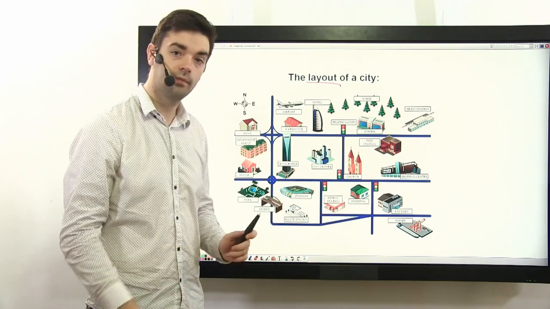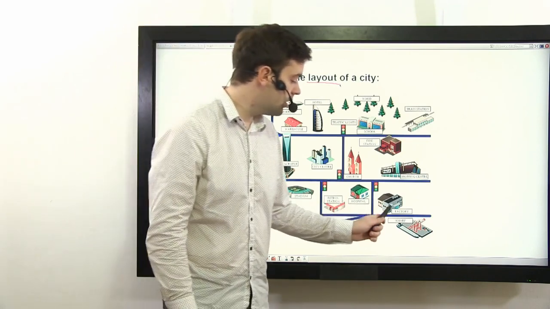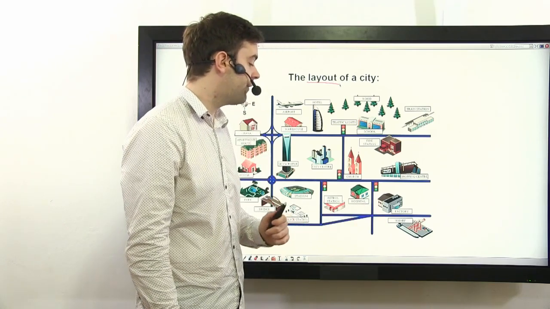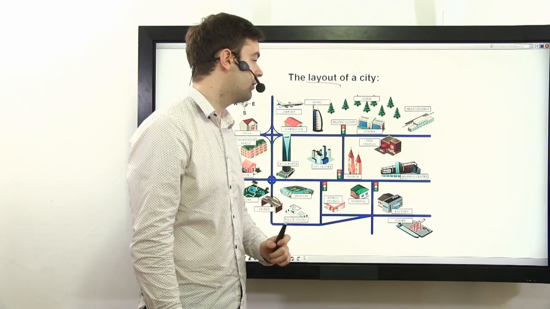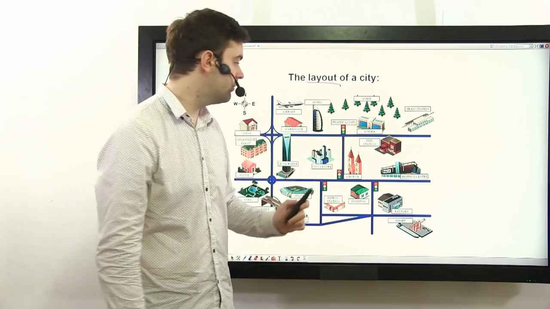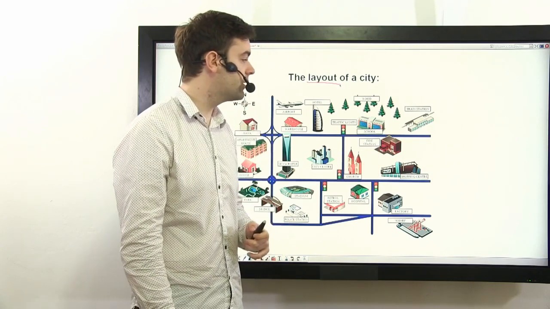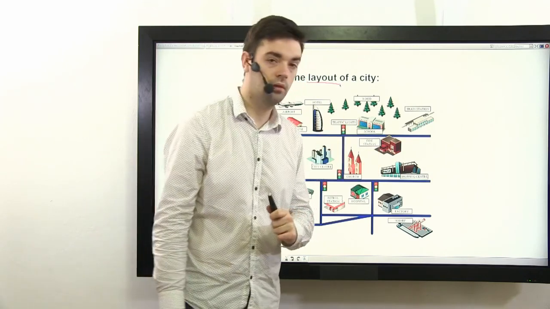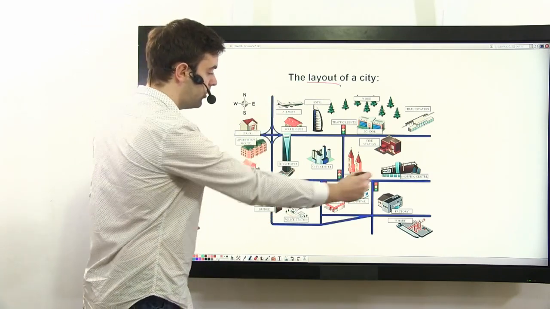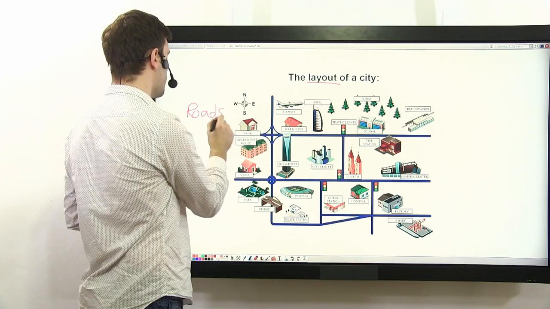a hospital, a church, a wharf, a factory, a shopping centre, a fire station, a school, a train station, and a wood. Between everything, we have roads, R-O-A-D-S, roads.